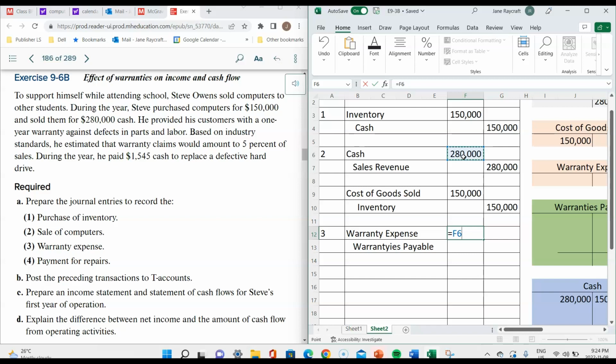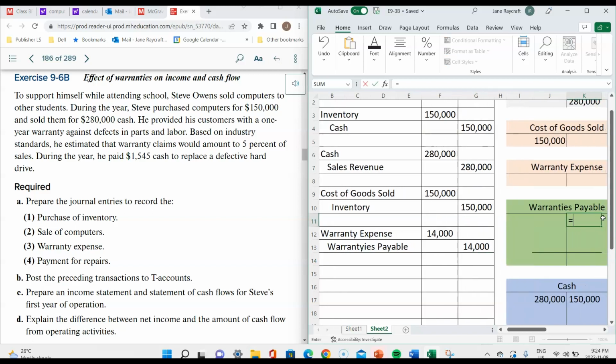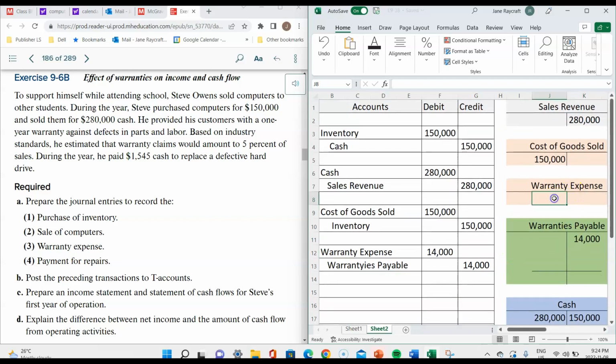If it's estimated that the warranty will be 5% of sales, I'll just take that sales amount and multiply it by 5%. That gives $14,000 in warranty, and that is what I can expect to pay for those warranties. So I am adding to my warranties payable with a credit, because that's just how liabilities work. And expenses are always debits, so this is going to be an expense.